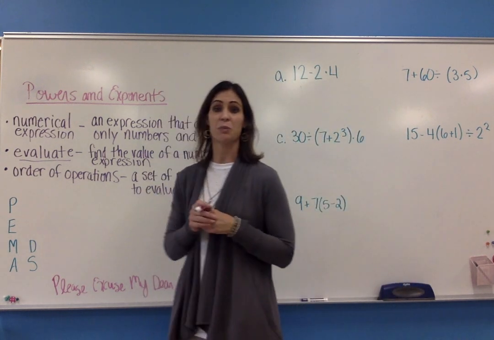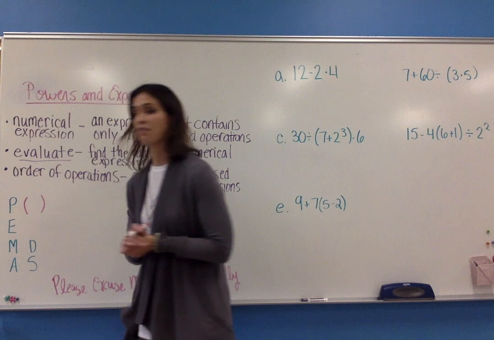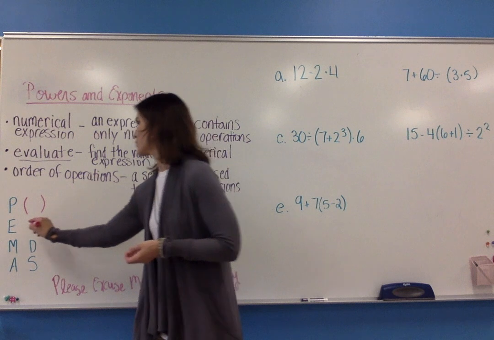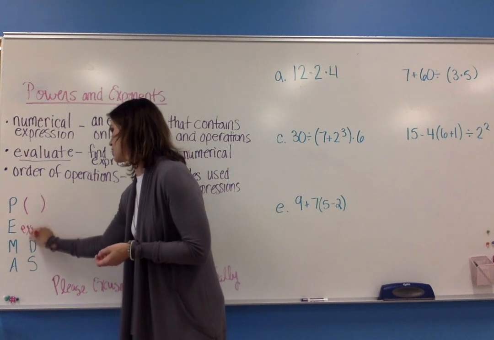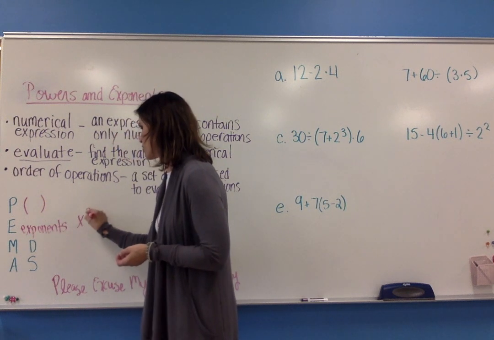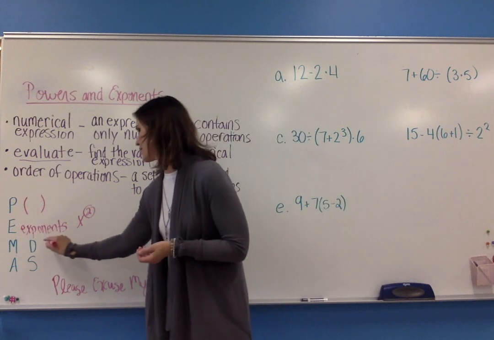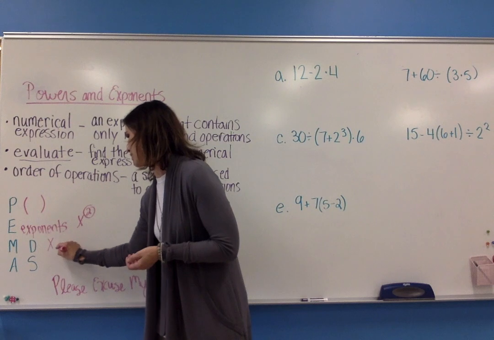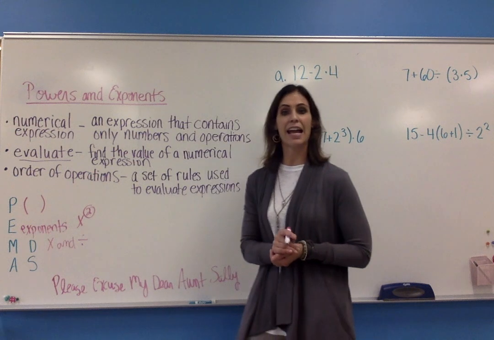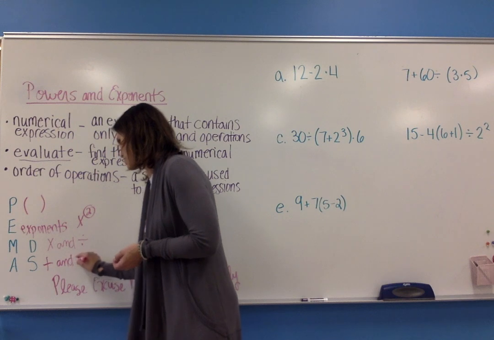So the first letter is P, and in order of operations, the P indicates the parentheses that may be used. The letter E represents the exponents. So in this case, the 2 would be my exponent. The M and the D represent multiplication and division. And the A and the S stand for addition and subtraction.